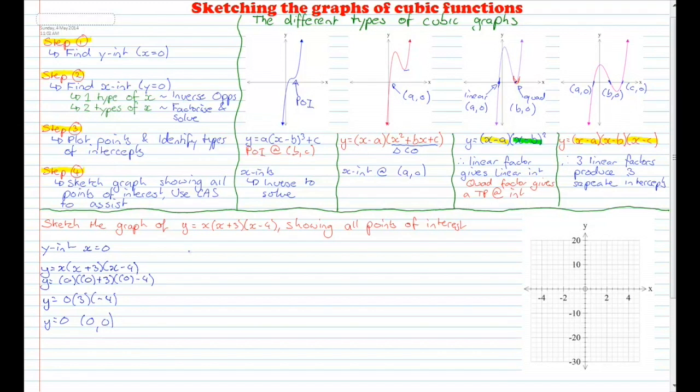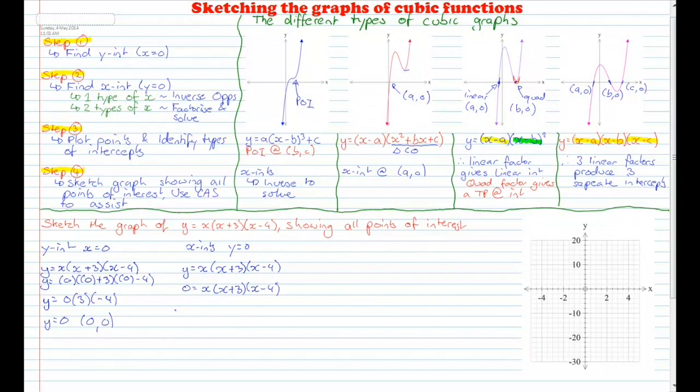Now what we need to do is find my x-intercepts. So for x-ints, I make y equal to 0. So go through and write out the equation of the line again. So there's y is equal to x bracket x plus 3 x minus 4. Make y equal to 0 now, so you get 0 is equal to x plus 3 x minus 4. And therefore what we need to do now is make every linear factor, or every factor that you can see an x in, equal to 0.